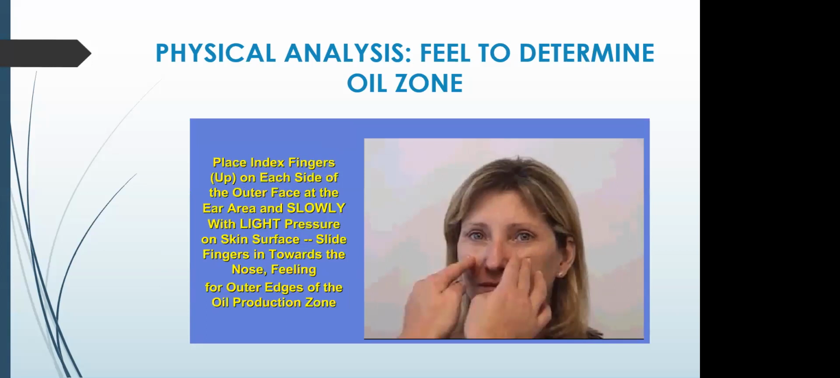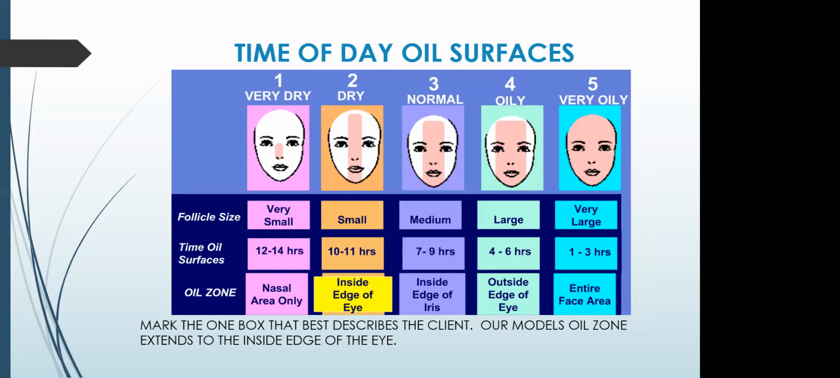And you'll place your index fingers up on the sides of the outer face and the ear area, and slowly, with light pressure on the skin, slide your fingers towards the nose, feeling the outer edge of your oil zone. And then you're going to mark the box that best describes your client. So our model, we're going to say that the oil zone extends to the inside edge of the eye.